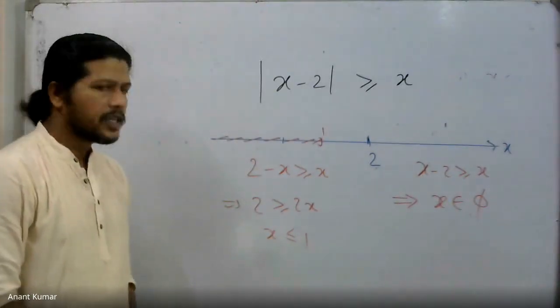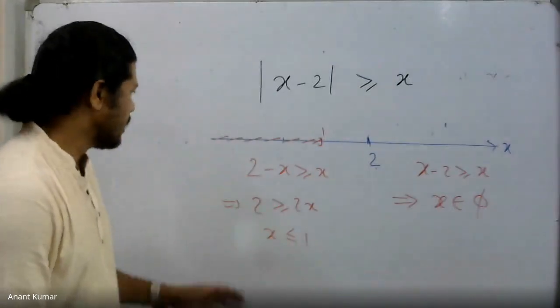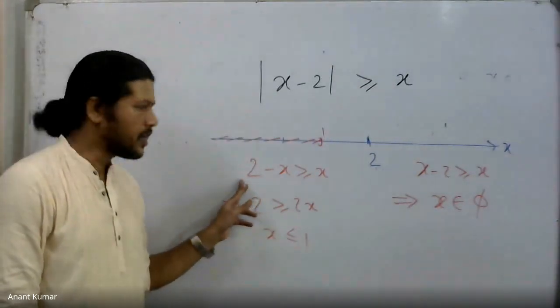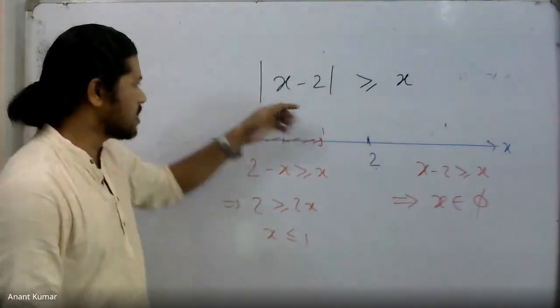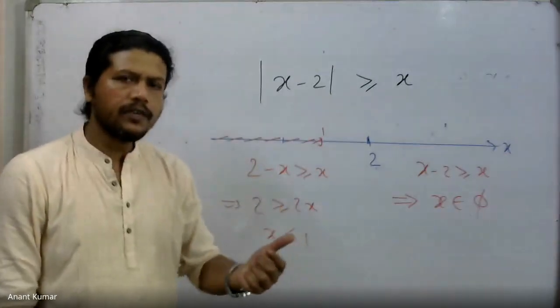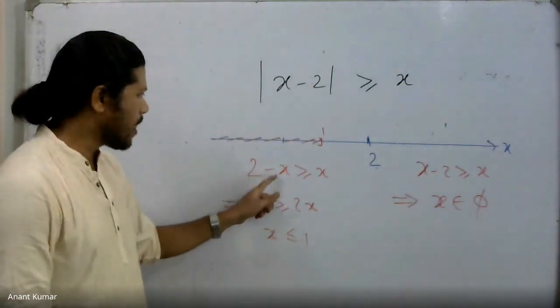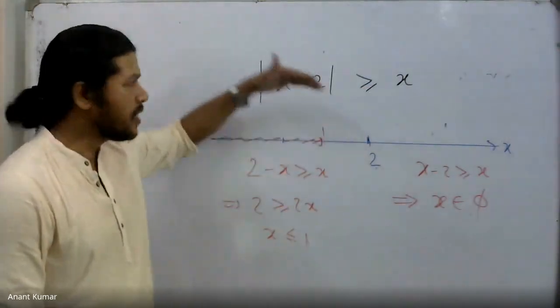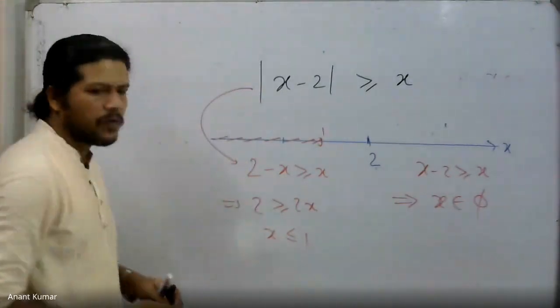But the point is that even if I had a more complicated thing on the left side, this one is basically saying 2 minus x. I am just considering what happens to this mod when x is less than 2. When x is less than 2, then x minus 2 is negative. Therefore, mod of x minus 2 becomes 2 minus x. So you get 2 minus x more than or equal to x. The inequality transforms to this particular form.